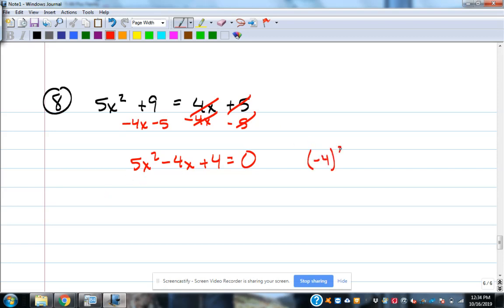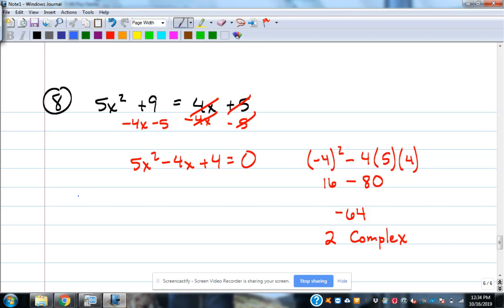So negative 4 squared minus 4 times 5 times 4. So it's going to be 16 minus 80, which is negative 64, which is a negative number, but it's a square number. But still, that tells us that we're going to have 2 complex solutions. Not necessarily rational here, because the complex part trumps rational, right? It's a bigger picture than rational is. So 2 complex solutions on this one.